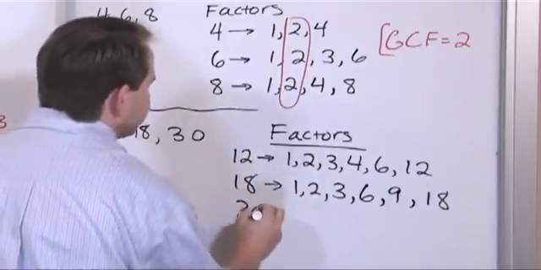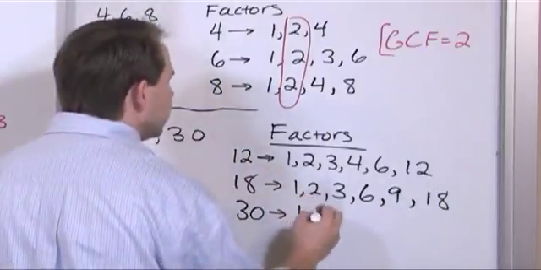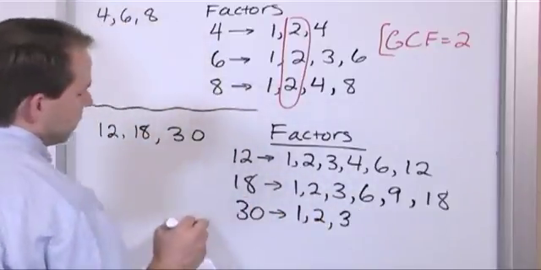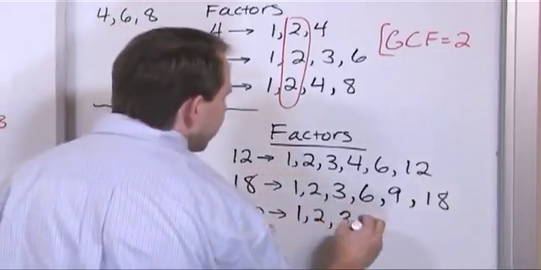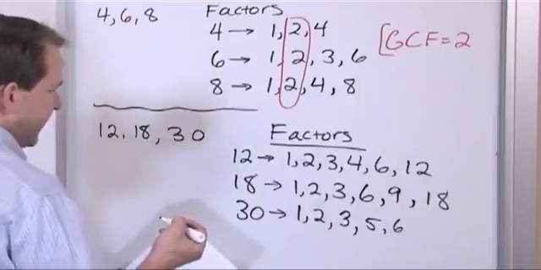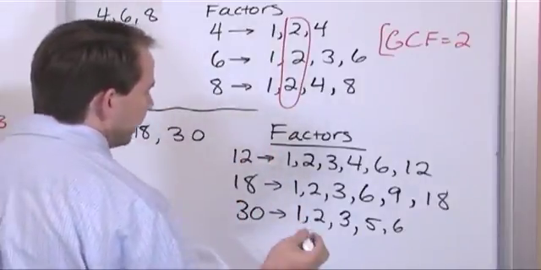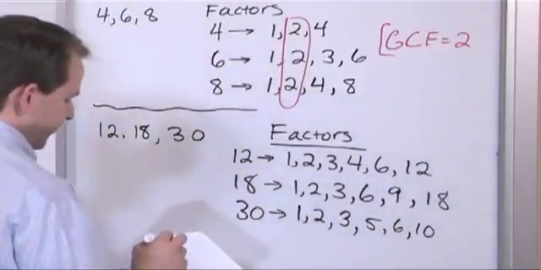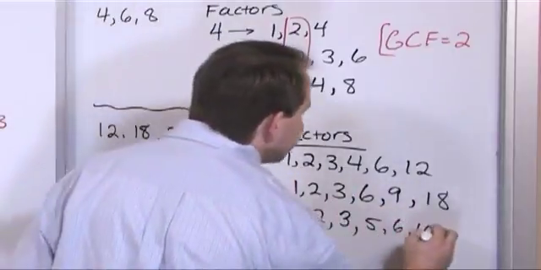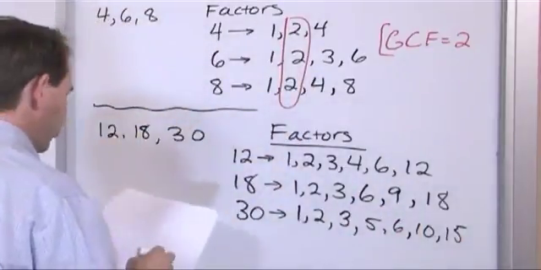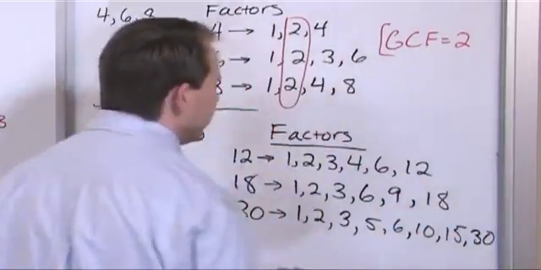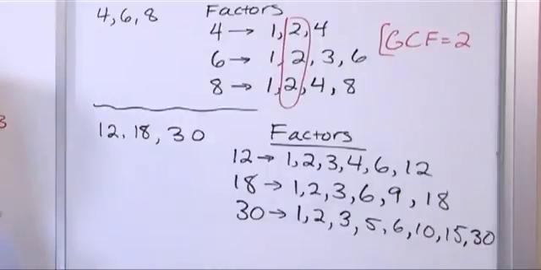For the last one, 30, what can divide into there? 1, 2, 3 can because 3 times 10 is 30. 4 can't. 5 can because 5 times 6 is 30. 6 can because 6 times 5 is 30. 7, 8 can't. 9 can't. But 10 can because 10 times 3 is 30. 11, 12 can't. 13 can't. 14 can't. But 15 actually can because 15 times 2 is 30. And if you keep counting up from there, the only other factor you're going to find is 30. So those are our list of factors for everything.